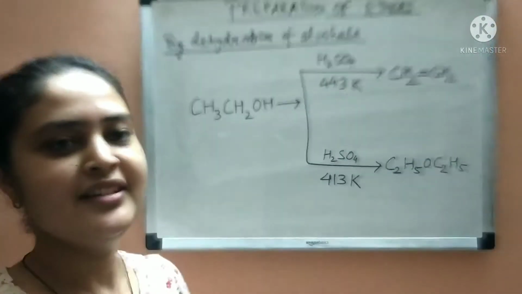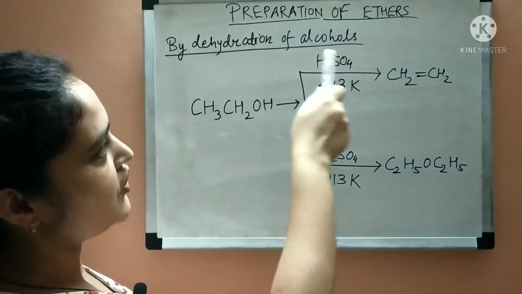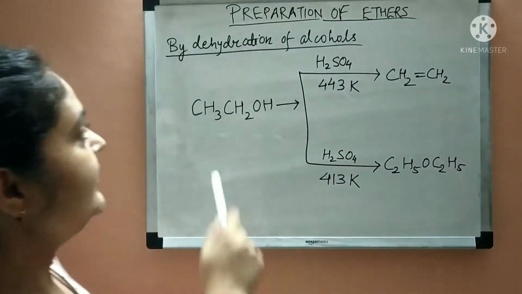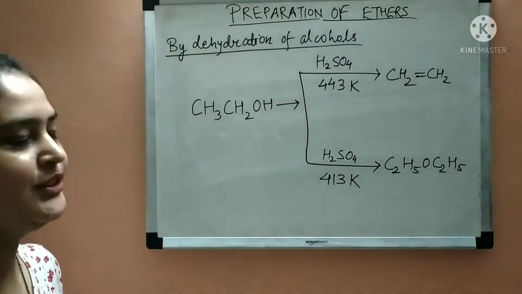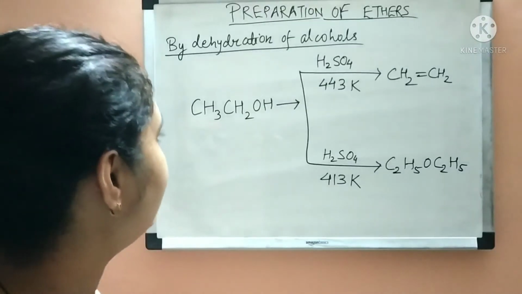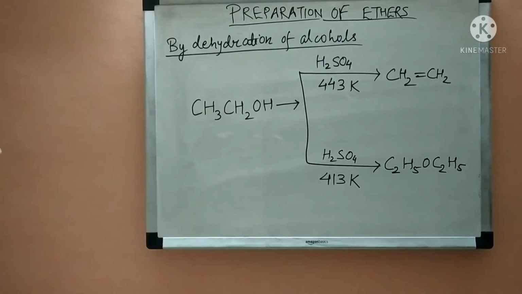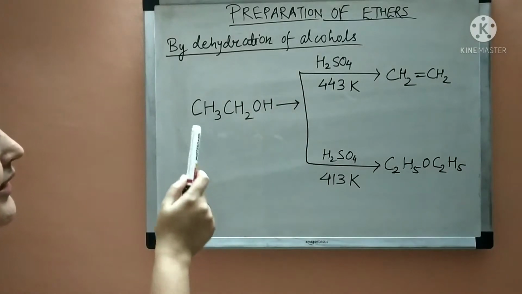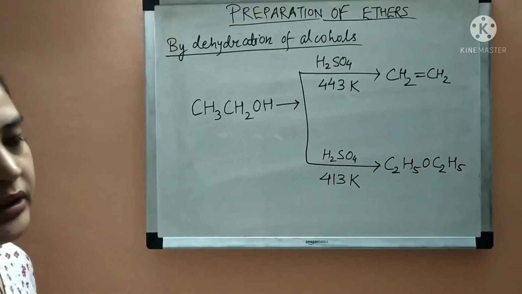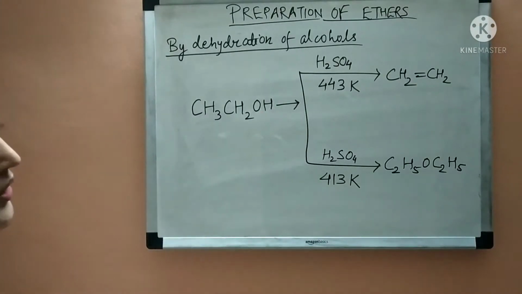Hello everyone. Today we'll learn about preparation of ethers by dehydration of alcohols. So let us start our topic. So dehydration of alcohol, we are taking alcohol, for example ethanol. So this is CH3CH2OH.